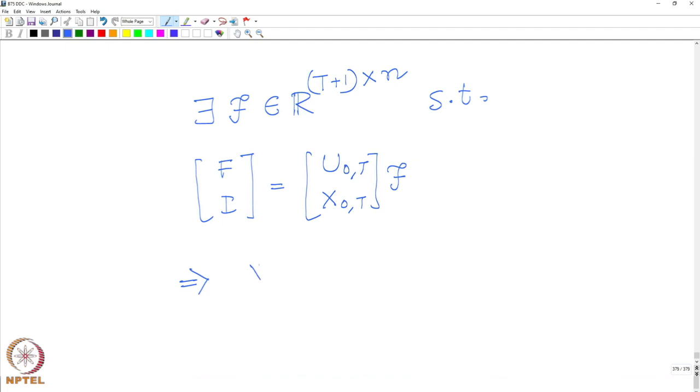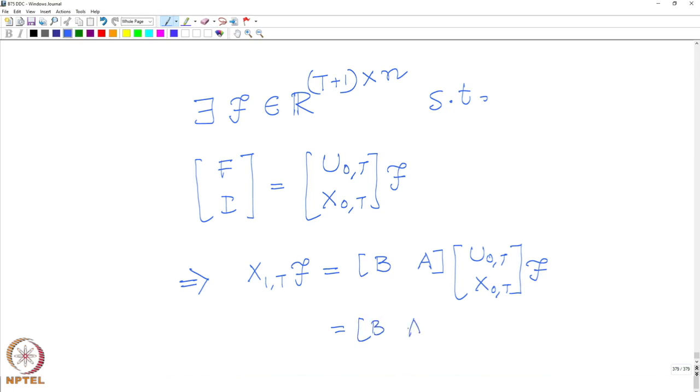That means now X1T is equal to [B A] U0T X0T. If I now multiply both sides by scripted F, I have this to be equal to A plus BF, right. Let me just not skip this step. This is [B A] F identity, and that is equal to A plus BF.